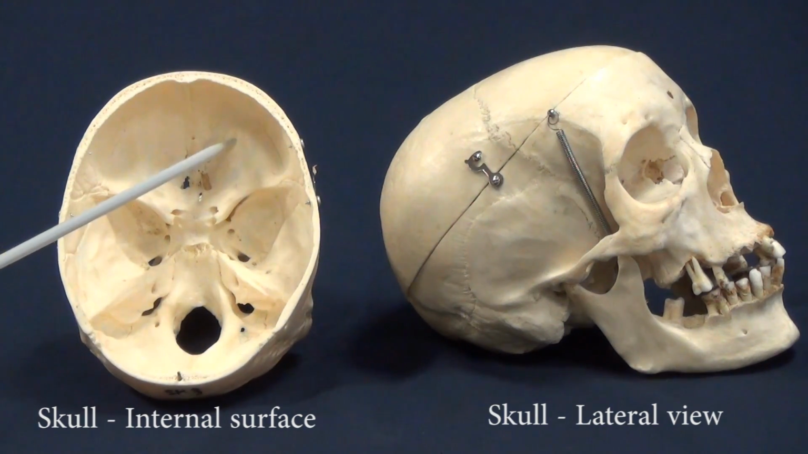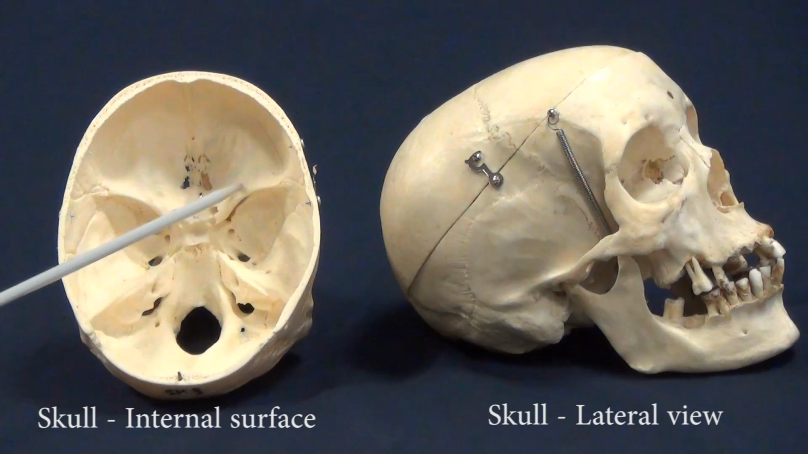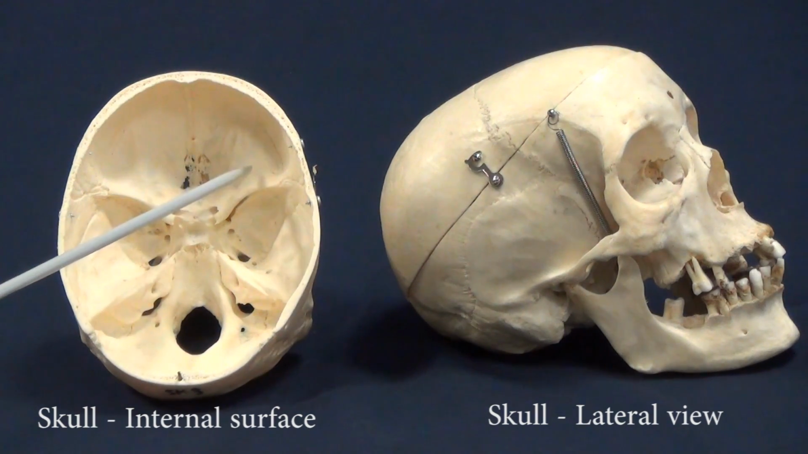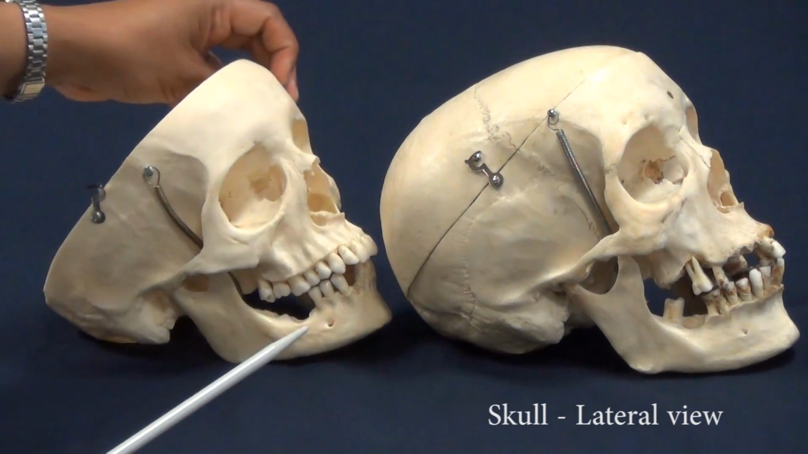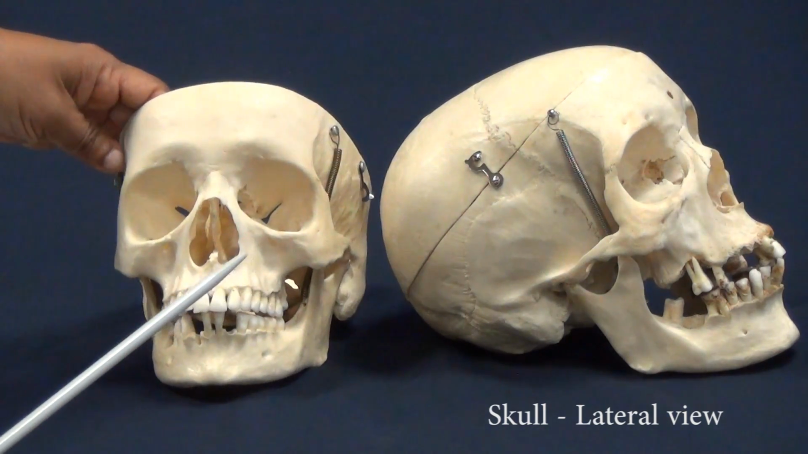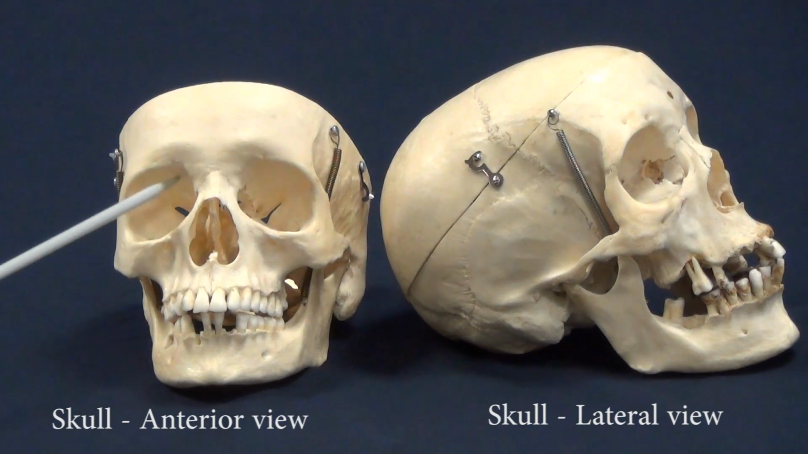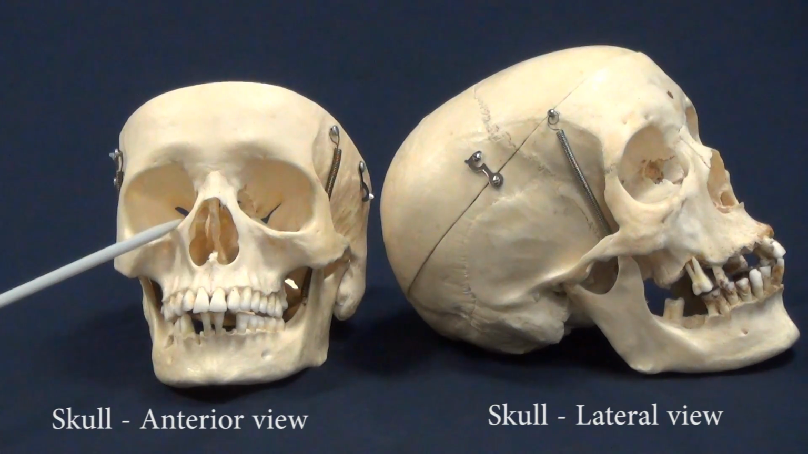Once we open up the frontal bone here, you will also see the orbit. The orbit is better visualized in an anterior view of the skull. So seen in this view of the skull, you can clearly identify the orbit.